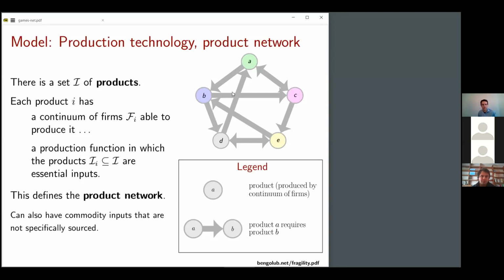We're not writing down the exact production function behind these arrows. All we really need, and there's a lot of production functions like this, is that if you don't get any B, you can't make any A. Cobb-Douglas will give that to you, various CES will do it. So lots of different ways to model it.